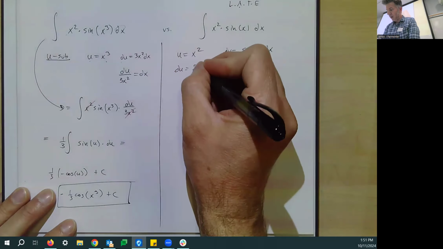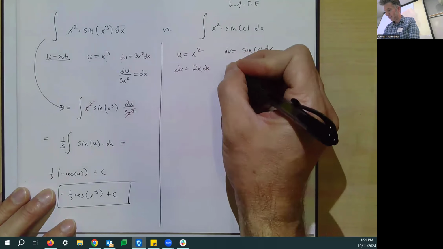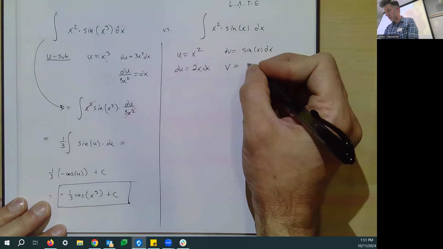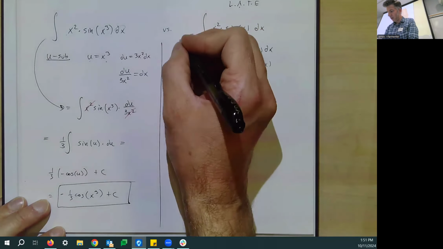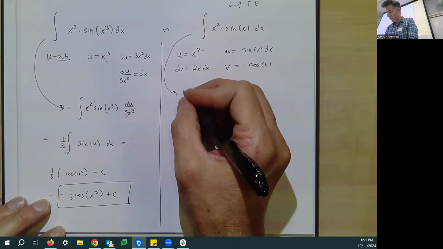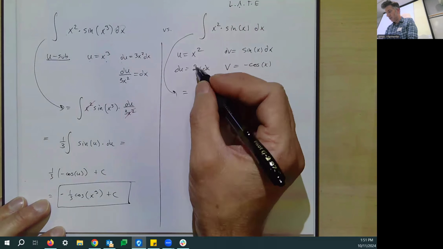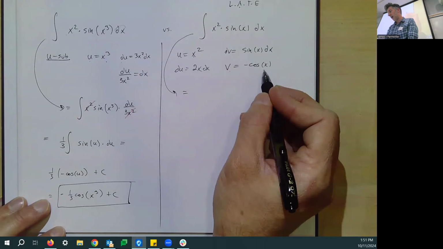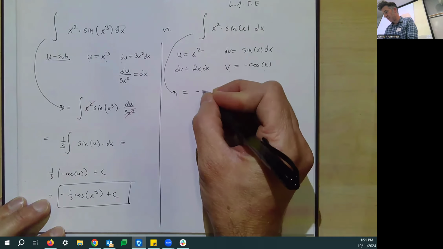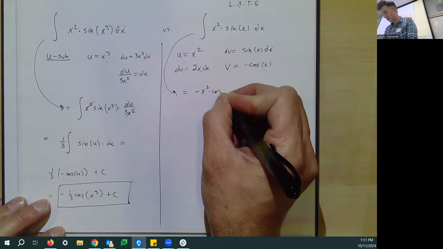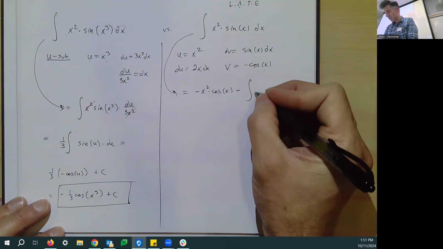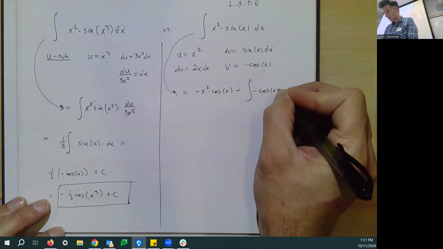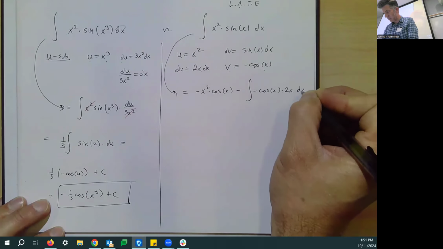My du is 2x dx. My v is the antiderivative, which is negative cosine of x. Put it all into the formula here. We're going to get that this integral is equal to x squared times negative cosine of x. I'm going to be smart and just write negative x squared times cosine of x minus the integral of v times du, which is negative cosine of x times 2x dx.